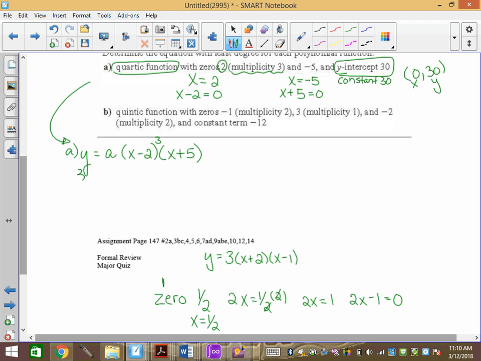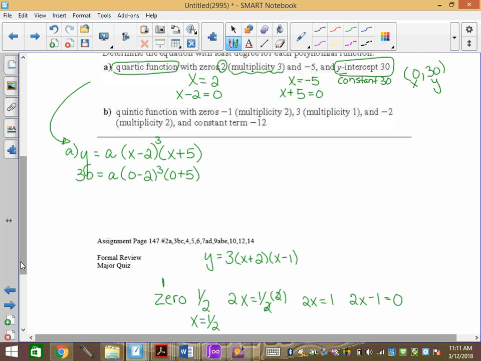So we have 30 equals a, and then we have 0 minus 2 cubed, and then 0 plus 5. Now think about this. Bracket, bracket, beside an a. What are all those numbers doing to the a?